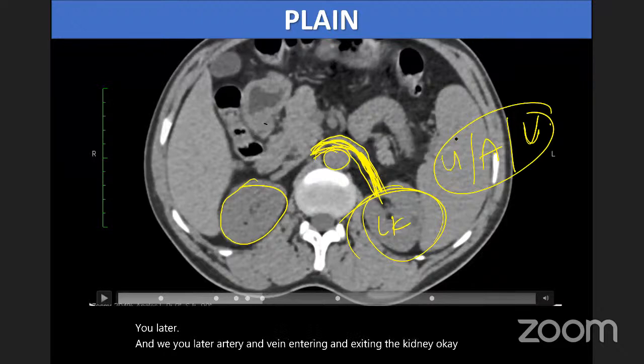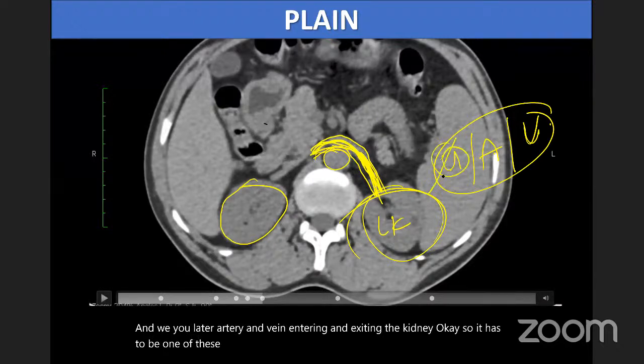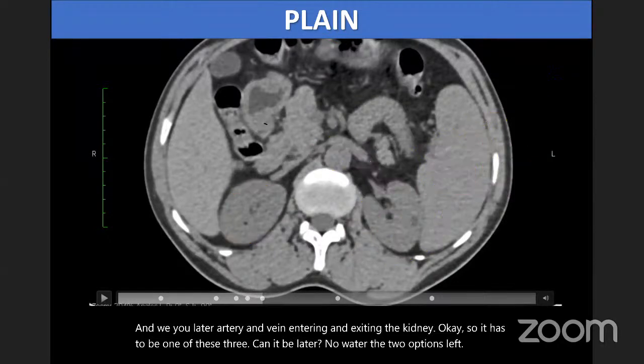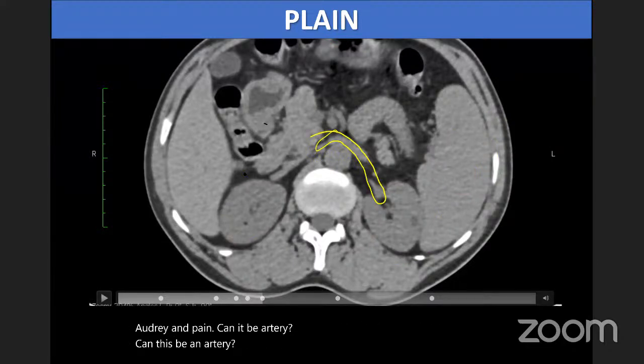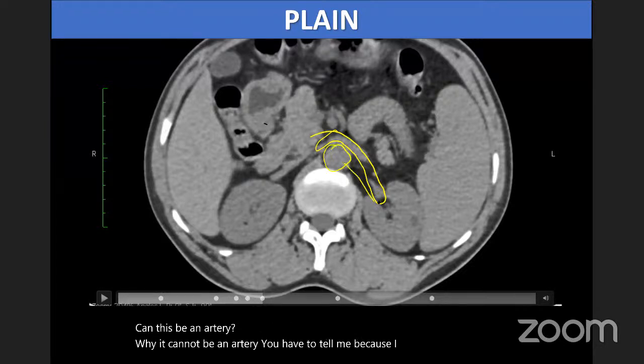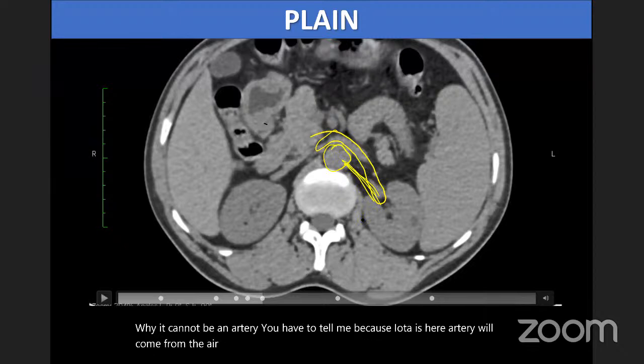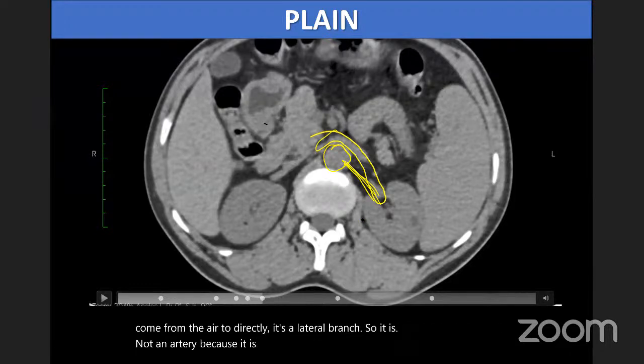So it has to be one of these three. Can it be the ureter? No. What are the two options left? Artery and vein. Can this be an artery? Why it cannot be an artery, you have to tell me. Because the aorta is here. An artery will come from the aorta directly, as a lateral branch. So it is not an artery because it is in front of the aorta.